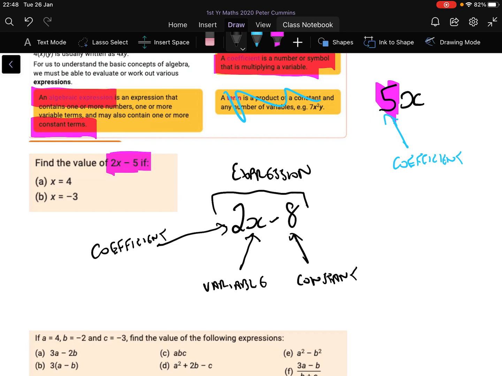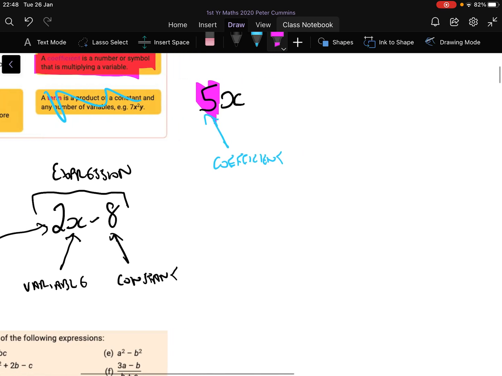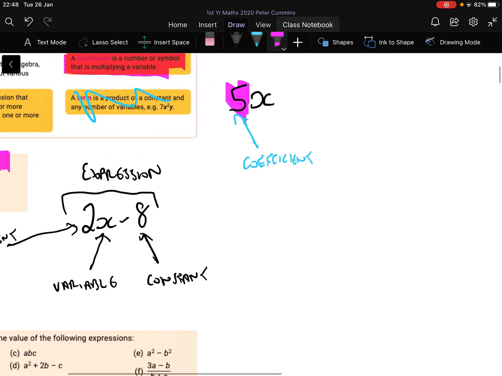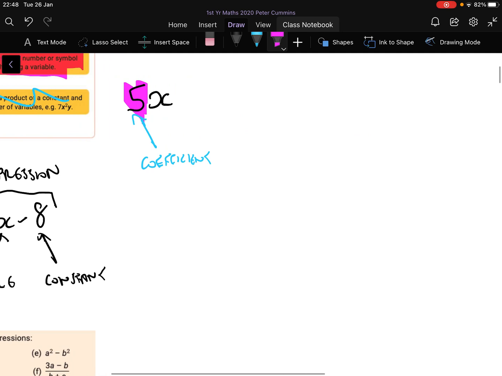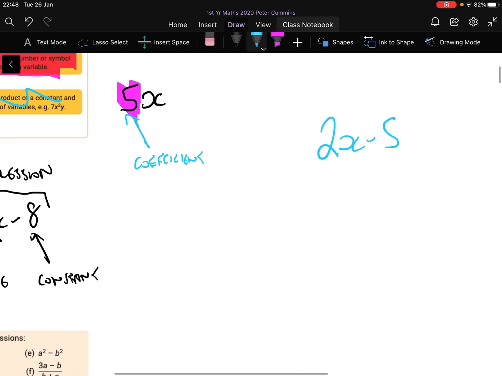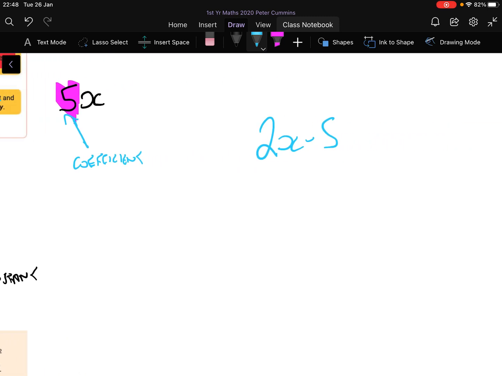See this sum here. Find the value of 2x minus 5 if x is equal to 4 or x is equal to -3. Right, let's go here for a second. So here's our expression, 2x minus 5. And they're saying, what's the answer if x is equal to 4? So I'm going to write this whole thing out again, except everywhere I see an x, I'm going to put in a 4.